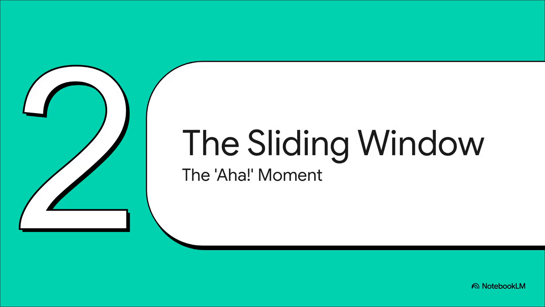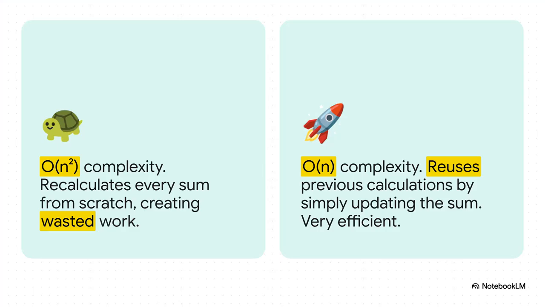This is where our hero of the story comes in, the sliding window technique. This is the aha moment, the elegant solution that avoids all that wasted effort. And wow, when you put them side by side, the difference is just night and day. Brute force is O of n squared, slow, constantly recalculating everything from zero. The sliding window is O of n. We call that linear time. And it's fast because its whole philosophy is to reuse and update. It gets rid of all that duplicate work, which makes it a real game changer.